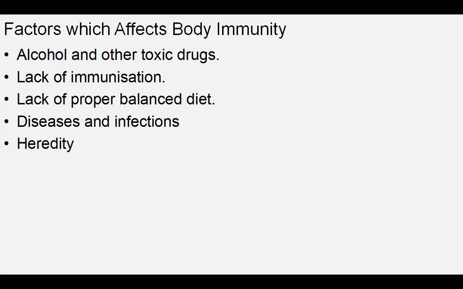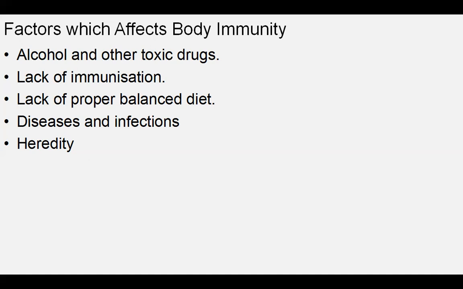As we know, a proper diet provides the necessary nutrients for the body. For example, it increases the production of white blood cells. So if there is a lack of a proper balanced diet, it means that the production of white blood cells will be low. In such a case, the body immunity will be low. That's how the lack of a proper balanced diet affects body immunity.